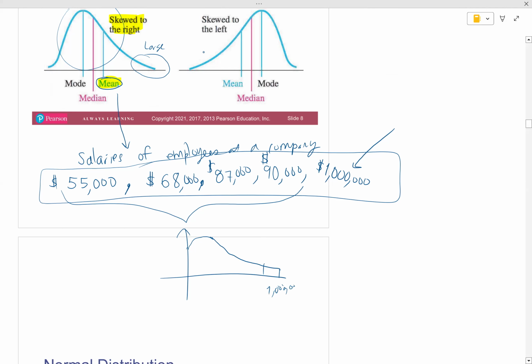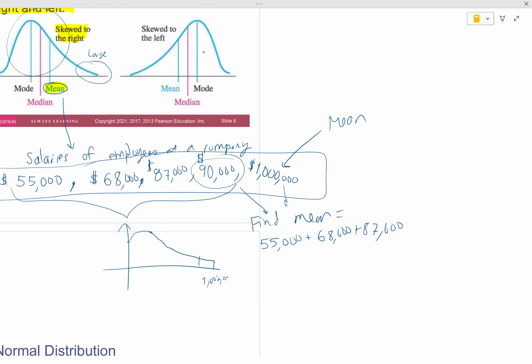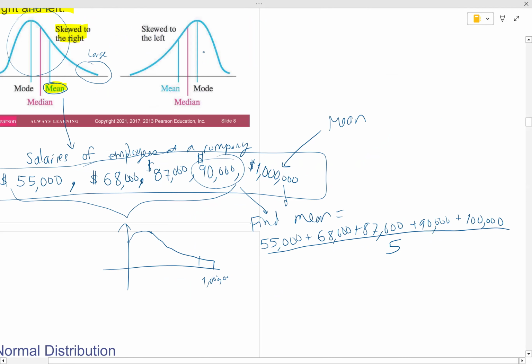And then of course the mean, if I were to average all these guys, it would be something larger than 90,000, because the mean gets pulled towards that large value. If I add them all together, maybe we'll just do it just for fun. If you don't care, you can fast forward. Just to show it, if I were to average these out, 55,000, 68,000, 87,000, 90,000, and 1 million, the mean would definitely be skewed towards that larger value. I'm going to divide by 5, of course, because there are 5 values there.